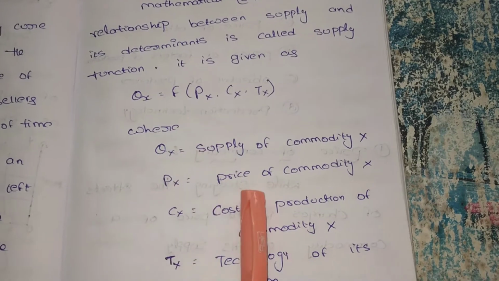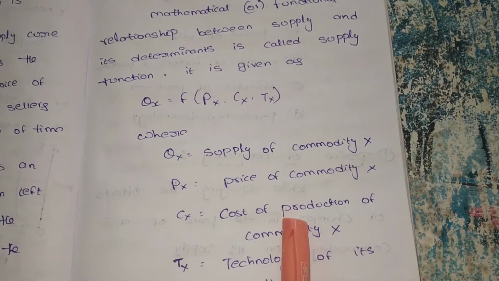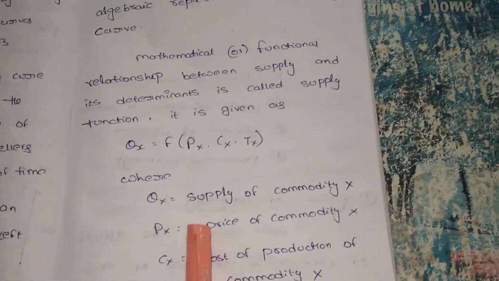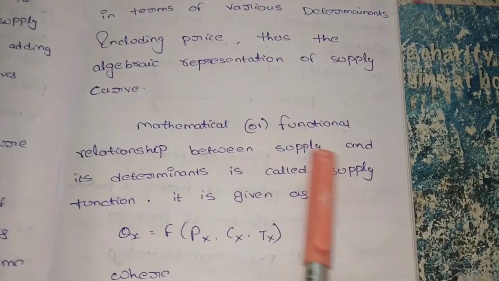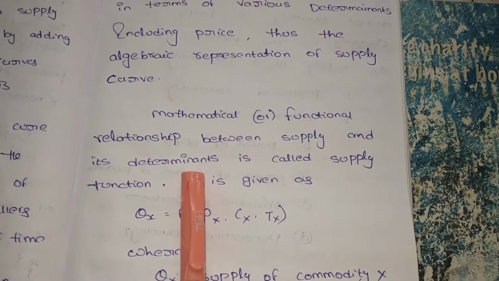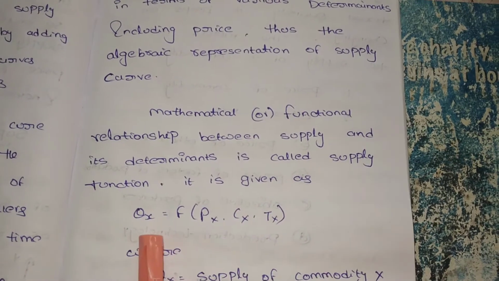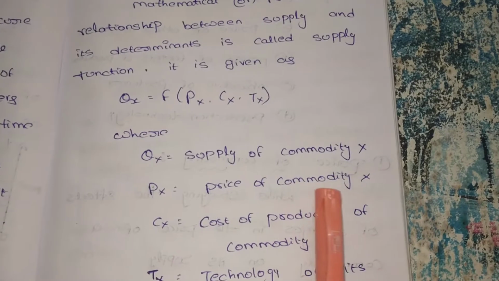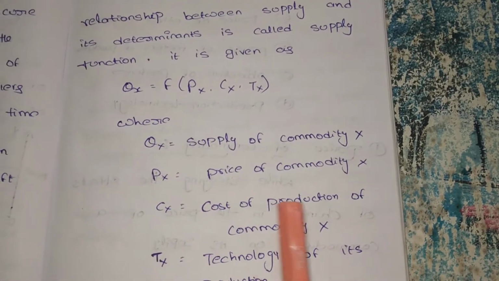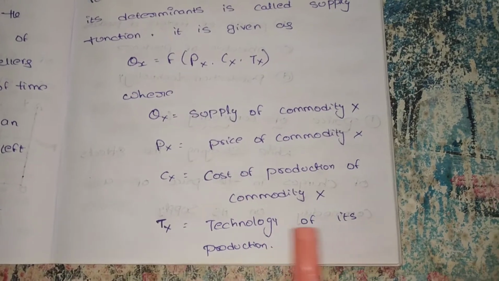So supply and its determinants, the relationship between both is what we call the supply function: the mathematical or functional relationship between the supply and its determinants. It is given as Qx = f(Px, Cx, Tx). Px means price of the commodity X, Cx means cost of production of commodity X, and Tx is the technology of its production.